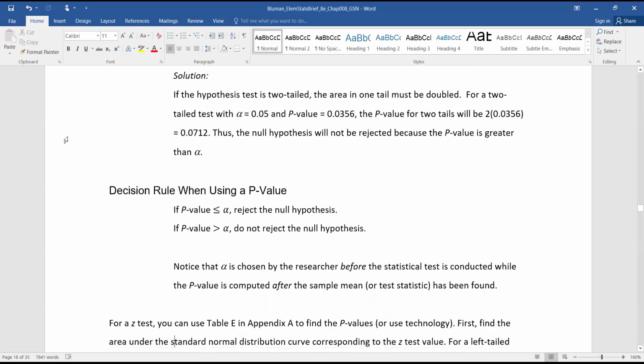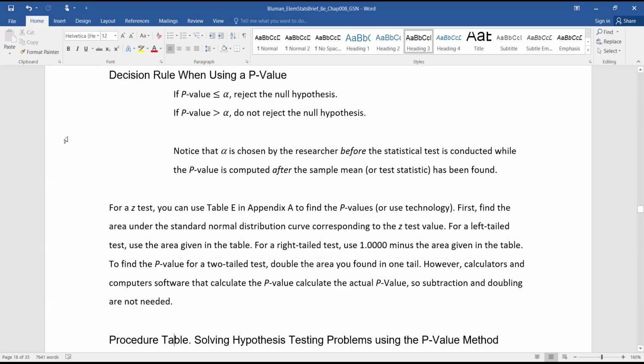Decision rule when using a p-value. Again, if the p-value is less than or equal to the alpha, we reject the null hypothesis. If it's less than our probability of making a type 1 error, then we can confidently reject the null hypothesis and say that there's enough evidence to support the alternative hypothesis.